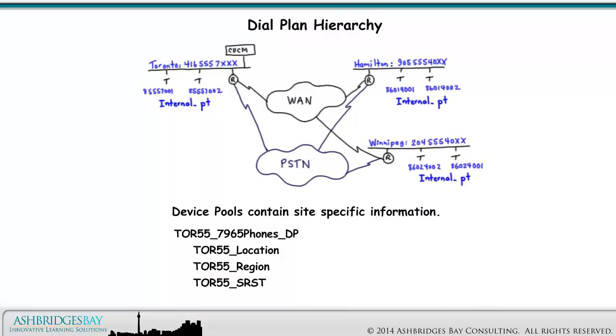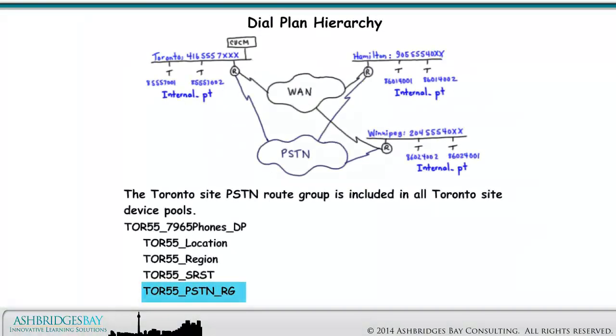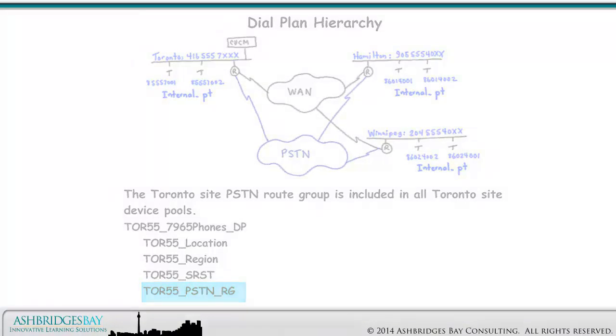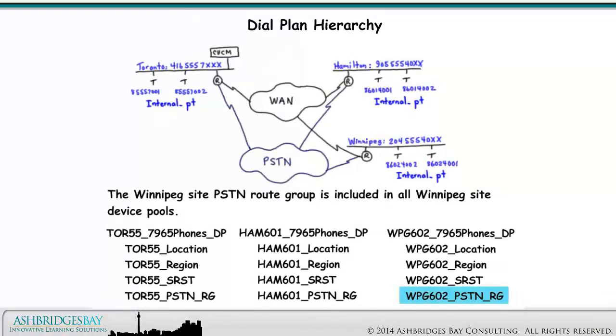Device pools contain site-specific information. Toronto site device pools contain site-specific configuration for locations, regions, and SRST, and more not shown, like the date-time group. The Toronto site PSTN route group is included in all Toronto site device pools. The Hamilton site PSTN route group is included in all Hamilton site device pools. And the Winnipeg site PSTN route group is included in all Winnipeg site device pools.